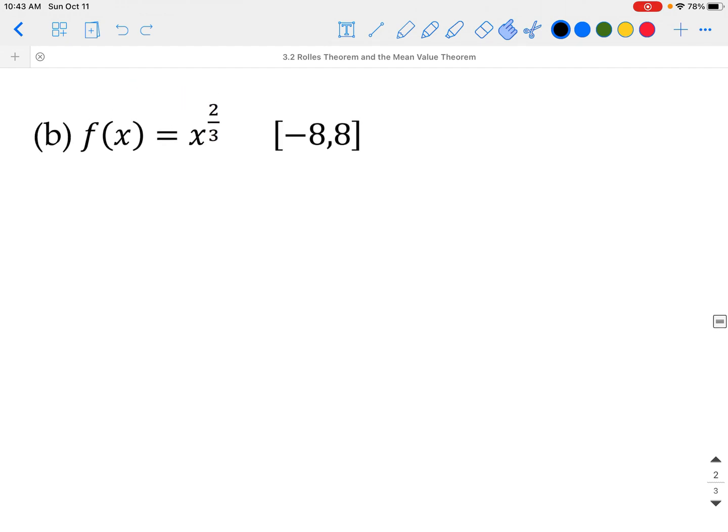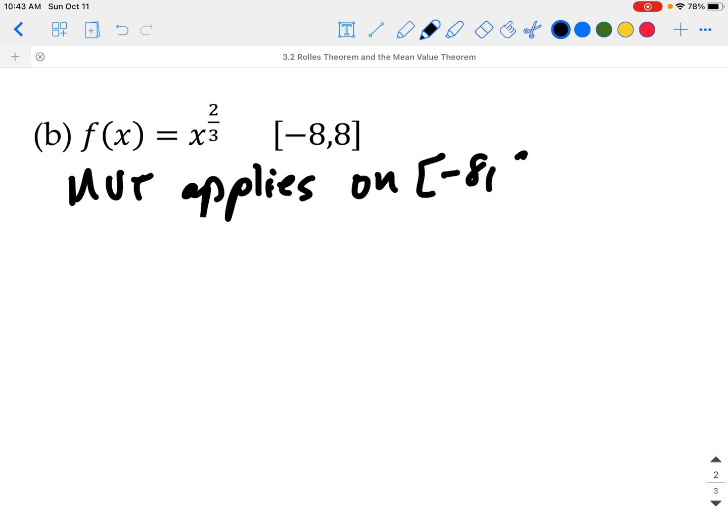All right, so -8 to 8 of x to the 2/3. So no matter what value of x we get, this is going to again be the cube root of x squared, which is going to exist everywhere on those. So we'll note the MVT applies on -8, 8, because we don't have any discontinuities to worry about, or cusps to worry about.